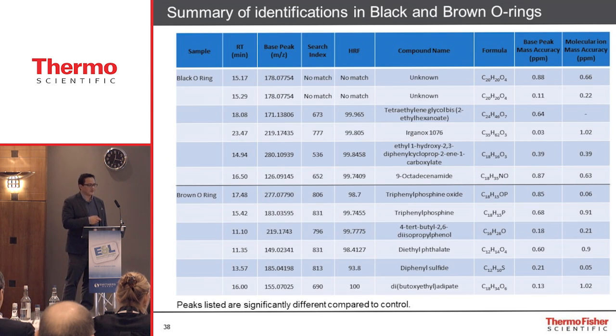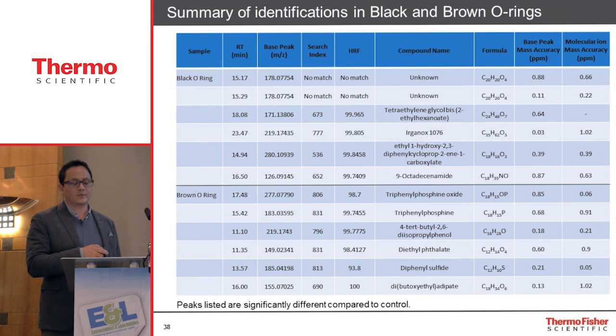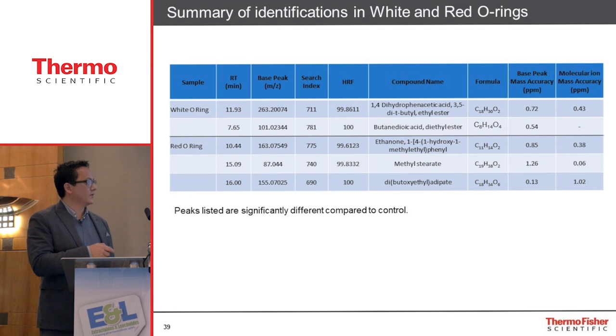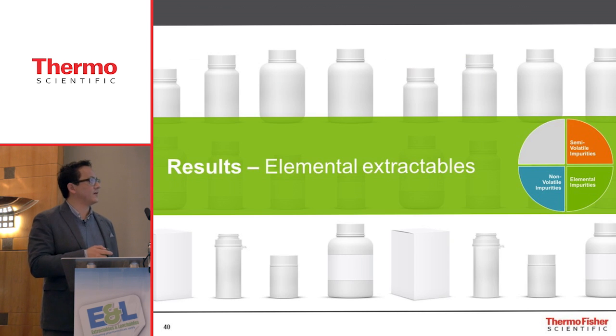I won't go into all of the peaks that we're able to identify, but there were numerous. We found a lot of stuff in these O-rings that are pharmaceutical grade, and we're going to put out a comprehensive series of reports on this. But fairly easily, with a high degree of confidence, we could rapidly identify a whole range.